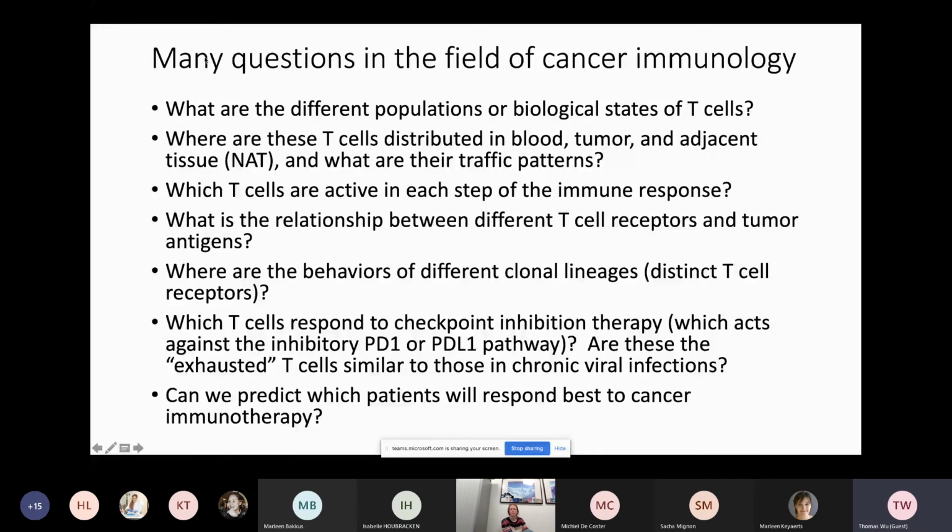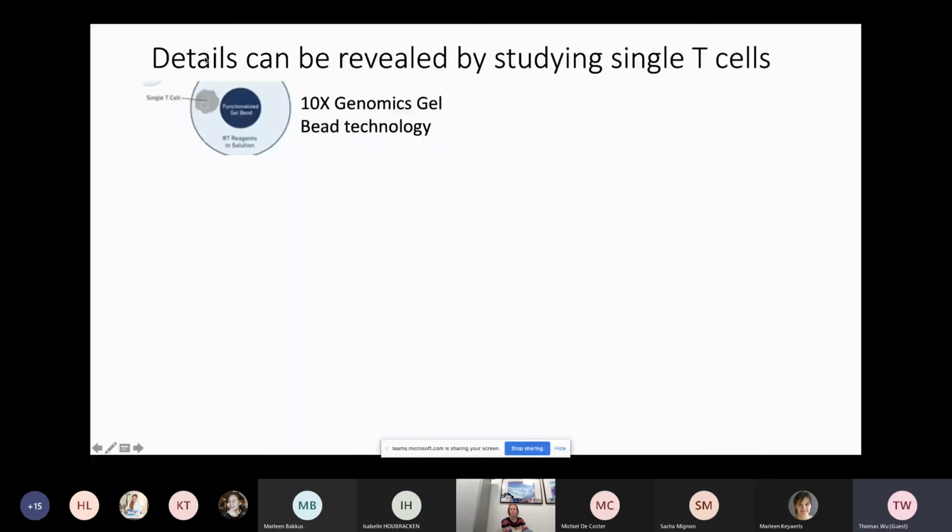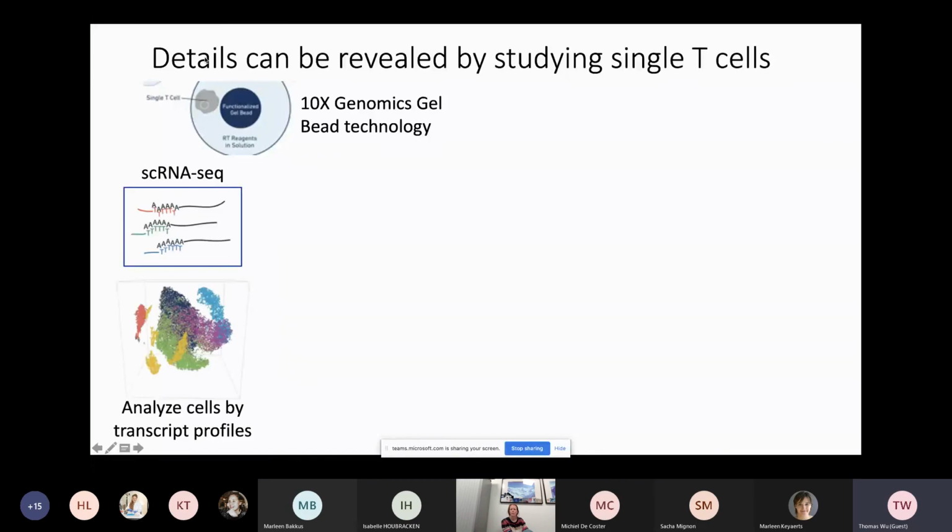So we used a technology, of course, which is very popular now, called single cell technology. And of course, the most prevalent type of single cell technology is called single cell RNA-seq. And in this one, we take each RNA transcript shown here in this box here, and we can analyze them. We can group the cells by their transcript profiles.